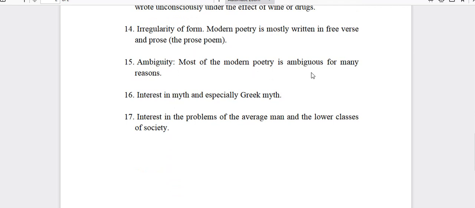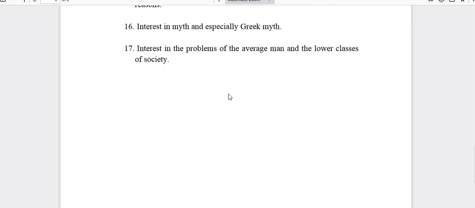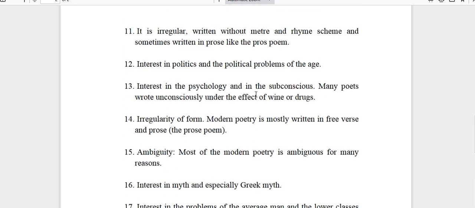Most of the modern poetry is ambiguous for many readers, very difficult to understand. Interest in myth, and especially Greek myth. Interest in the problems of the average man and the lower classes of society rather than the upper class or royalty. So that's all the characteristics of modern poems, and I think you can now better understand the modern poets and their poems.